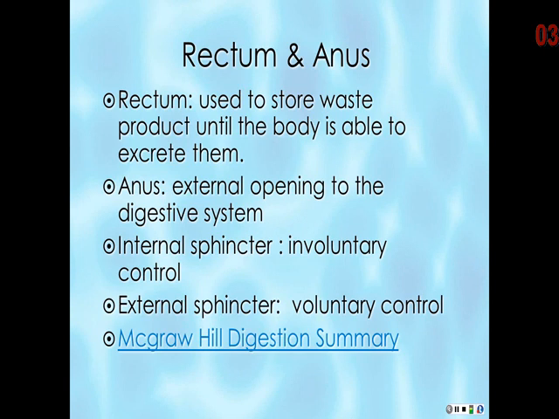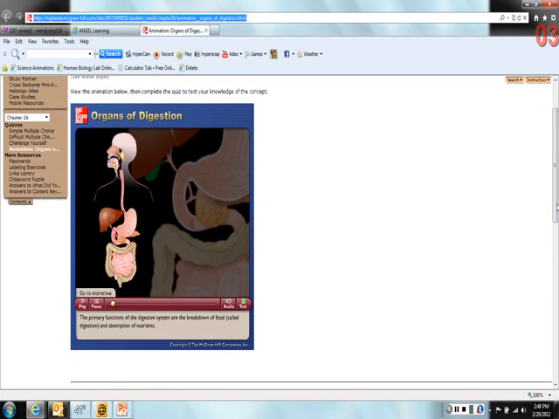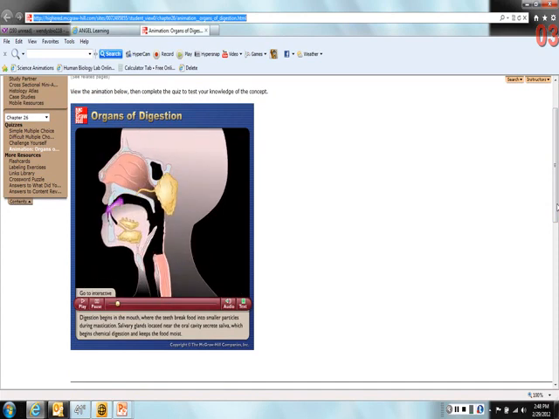This animation is a short summary of the digestive process by McGraw-Hill. The primary functions of the digestive system are the breakdown of food, called digestion, and absorption of nutrients. Digestion begins in the mouth, where the teeth break food into smaller particles during mastication. Salivary glands located near the oral cavity secrete saliva, which begins chemical digestion and keeps the food moist.